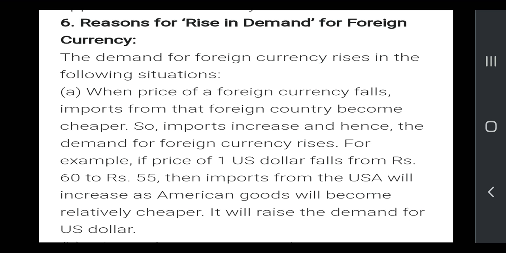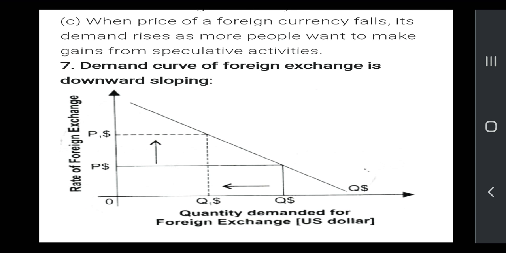If there is a lower price, then we will import more goods, and if we import more goods, then we will need more foreign currency. When the price of a foreign currency falls, its demand rises as more people want to make gains from speculative activities. As I already told you, speculative activities take place when people purchase foreign currency when the price is low and sell when the price is high to gain profit.